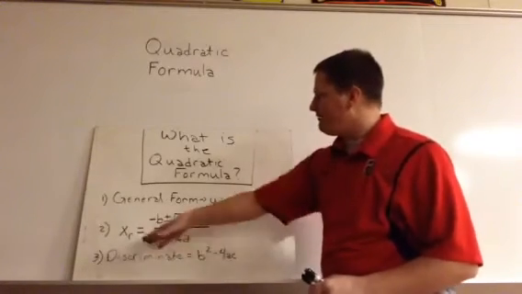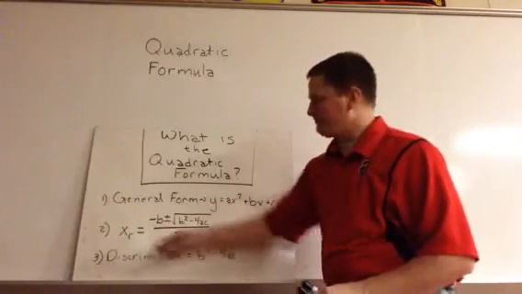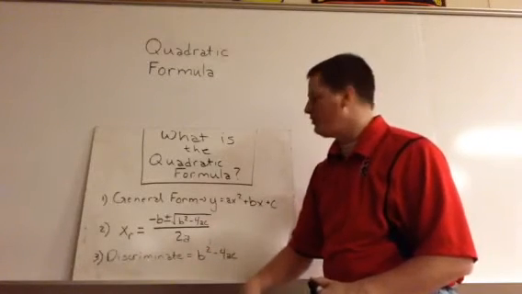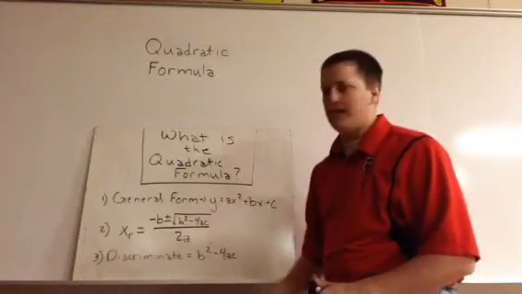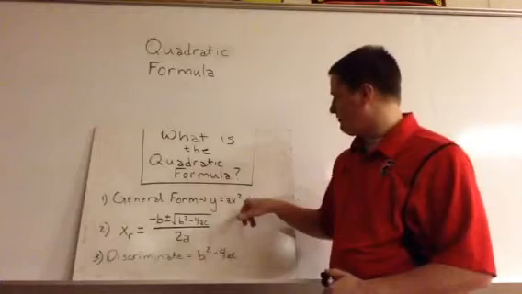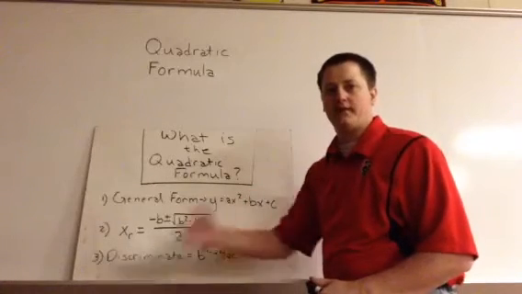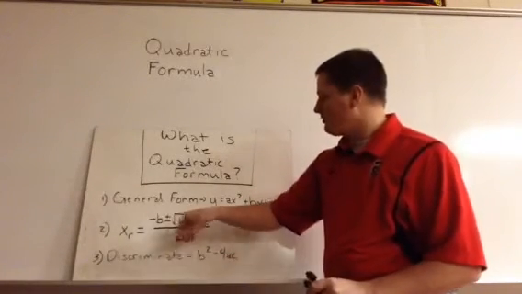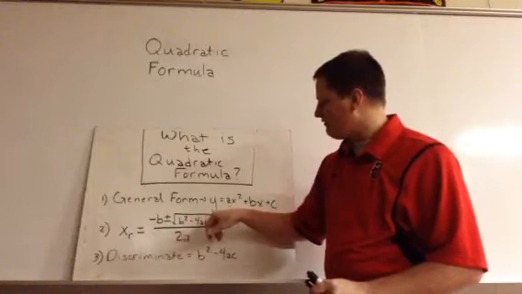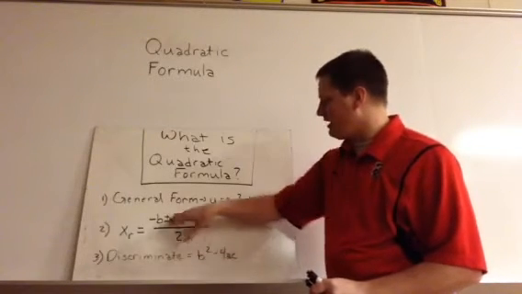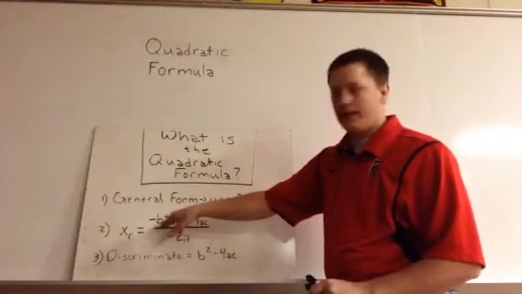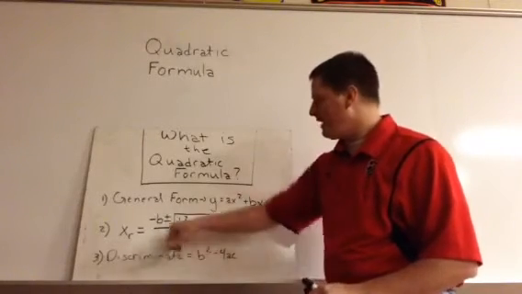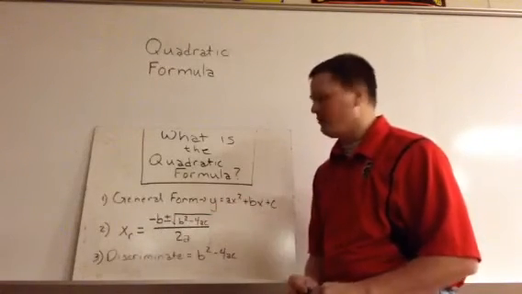Second, we have this long formula. x_r stands for the x value of the roots. We've got a negative b, meaning it's always going to be the opposite of what b is. So if b is positive, it's going to be negative. If b is negative, it's going to be positive. We're going to square b, subtract 4 times a times c, and then square root it. And one of the keys is, because we're square rooting, we have to add or subtract. And then at the end, we're going to divide by 2a.